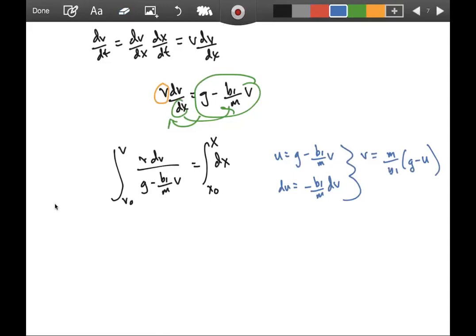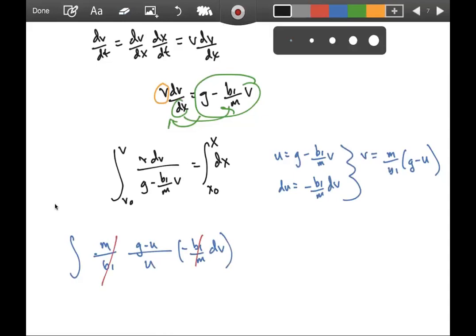So that means my left-hand side is going to become equal to the integral. We'll fill in what the bounds are in a second. So for v, I'm going to get m over b1 times g minus u, that's that term, divided by u, and then finally for du I get a minus b1 over m dv. Put that in parentheses, there we go. So this term here will actually cancel this term, so I'm just going to get the negative sign outside. Good. We'll see why I do that in just a second. And then all of that is equal to x minus x initial.